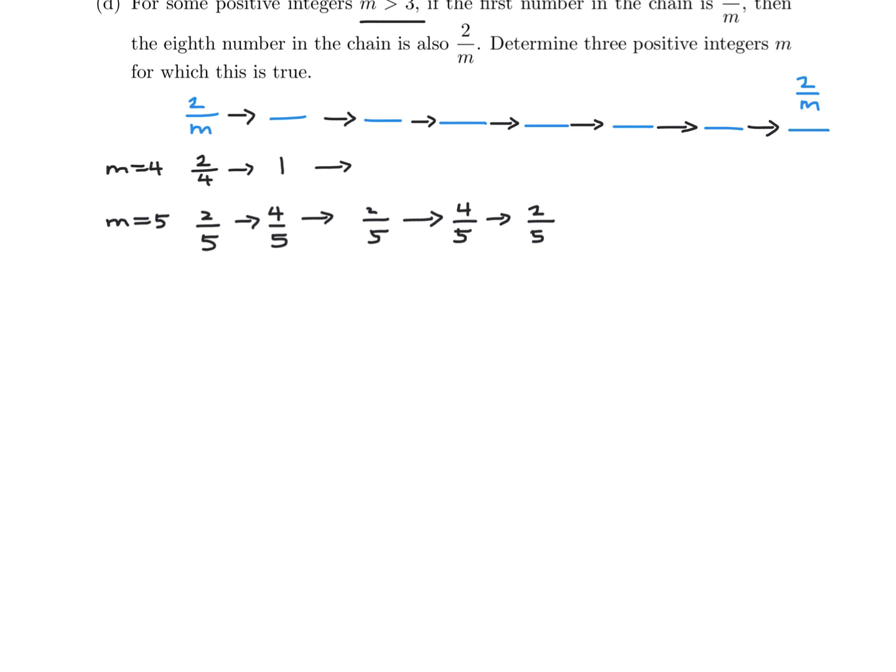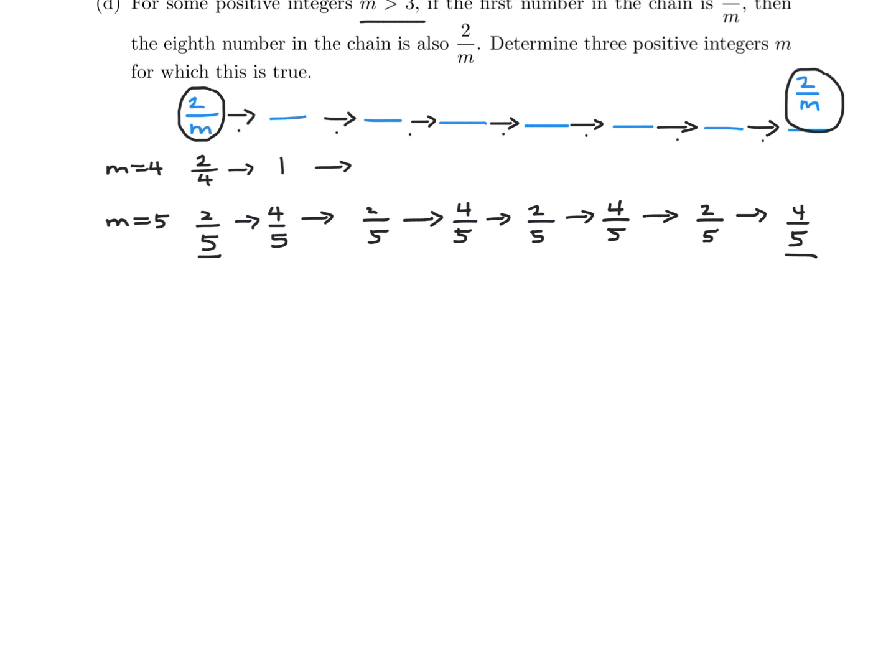This is going to be 2 over 5. Oh, this looks like it kind of just alternates between 2 over 5 and 4 over 5. Let's see if what we get at the end is the same. Oh, no, we just missed it. Okay, so we didn't get the same. This is not the same as that. But you guys get the idea. They want you to figure out, actually, for what value of m can you go from 2 over m to 2 over m after 7 steps, right? Because it's 1, 2, 3, 4, 5, 6, 7.